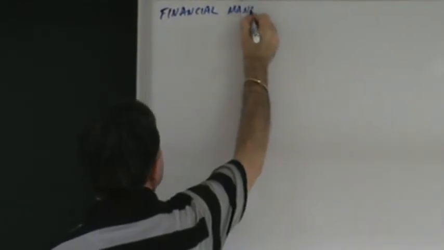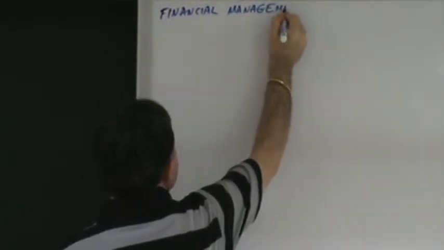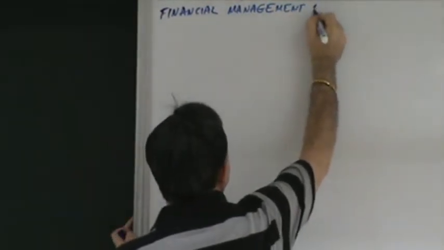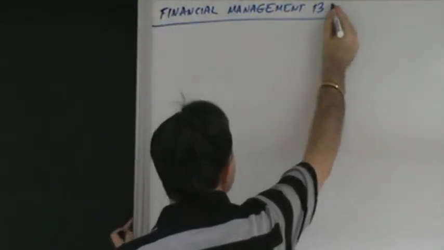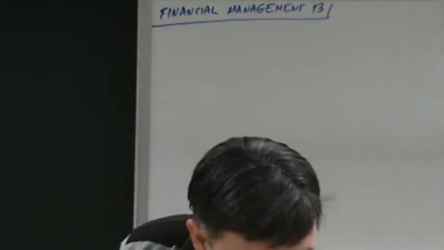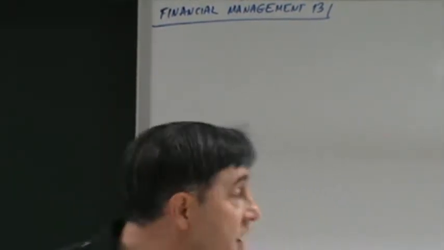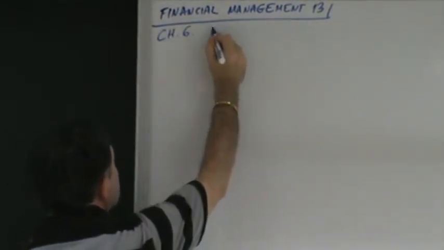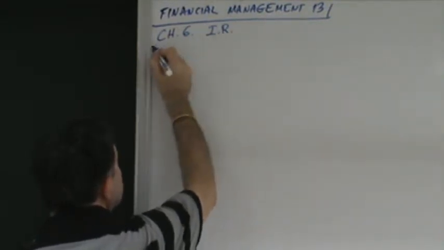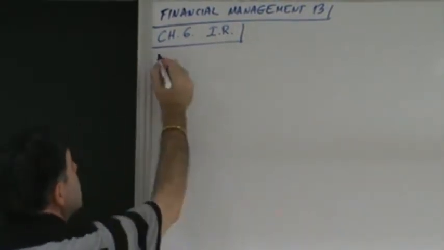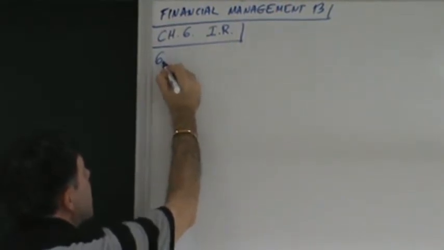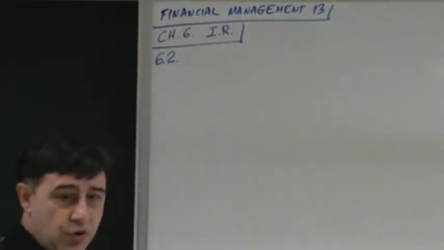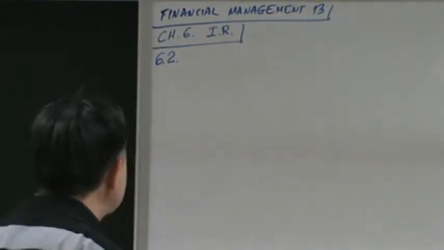Today we continue financial management 13. Chapter 6, interest rates. Chapter 6, interest rates. And now we are to 6.2. And 6.2 is interest rate levels.